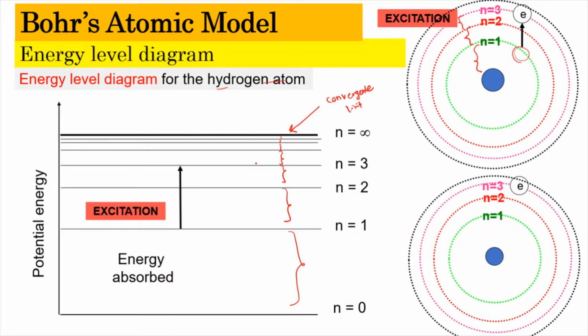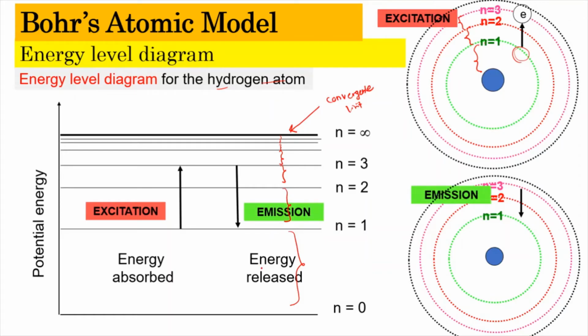And at n equal to 3, the electron becomes unstable. So the electron is going to fall back to a lower energy level, for example, from n equal to 3 to n equal to 1, and you know that energy is being released. Okay, and this process is known as emission, and as a result, it produces a photon. And this photon will have the energy equal to hv. Okay, so the diagram here is consistent on both the energy level diagram and the Bohr's atomic model.